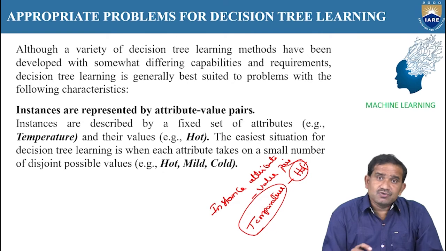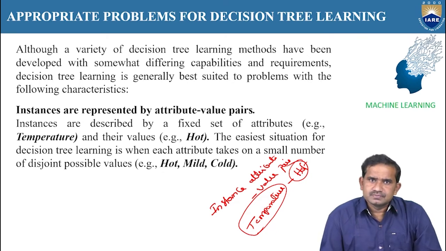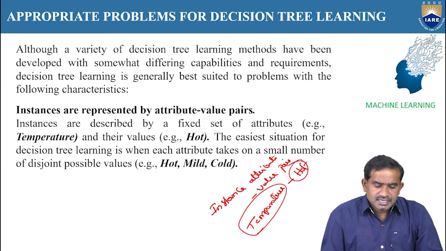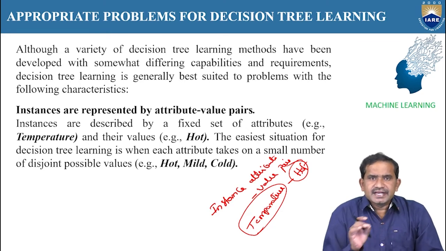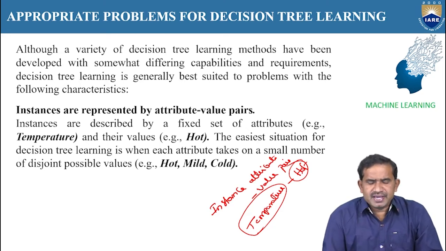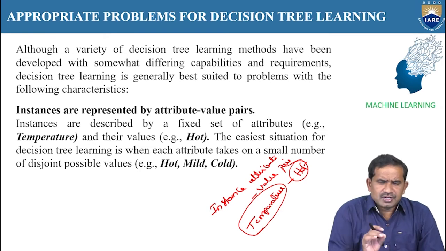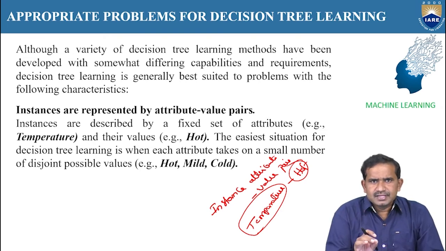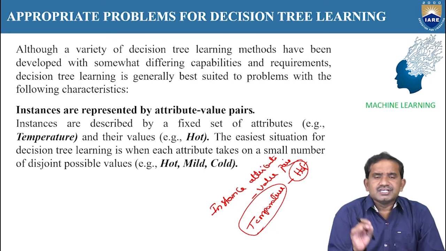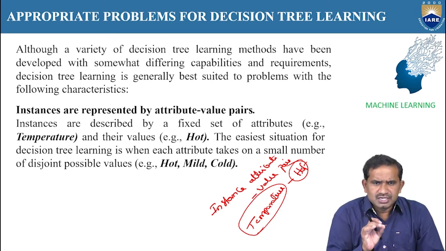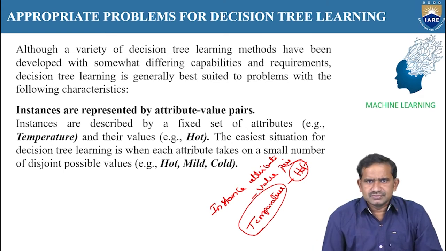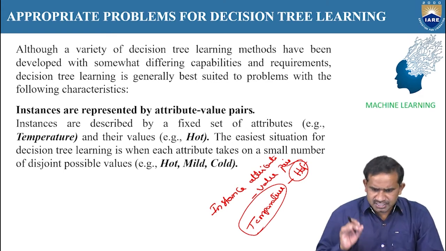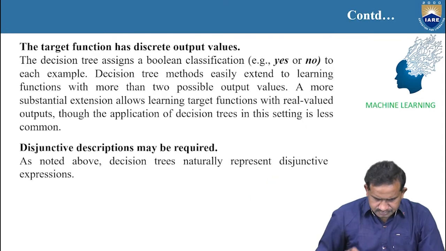As well as they have their own specific values also. Means instances are represented by attribute-value pairs. Means in decision tree representation, we can try to represent any instance. It must have some instance attribute as well as its value. Means instance name as well as its resultant value. That is the first characteristic about decision tree learning.